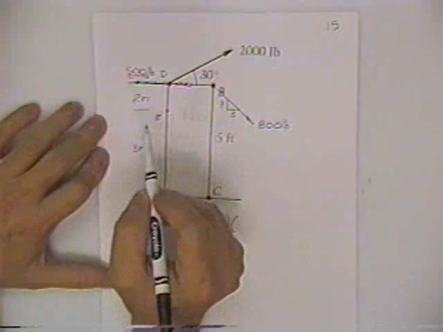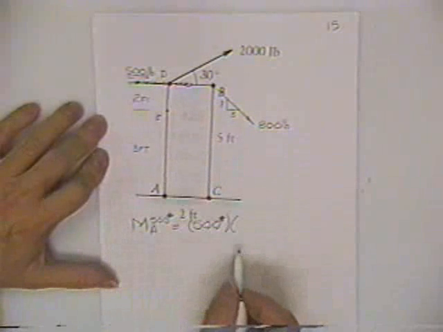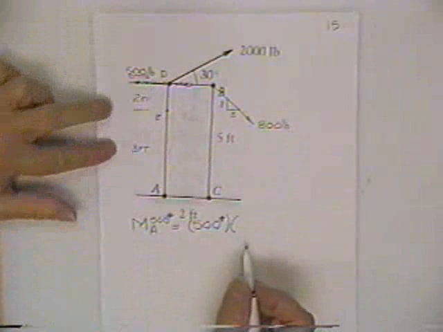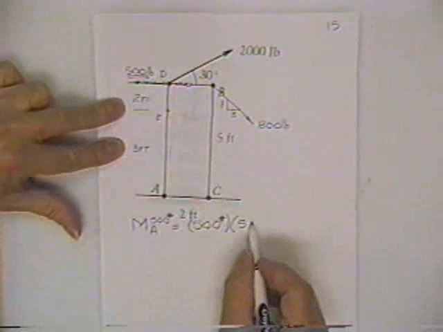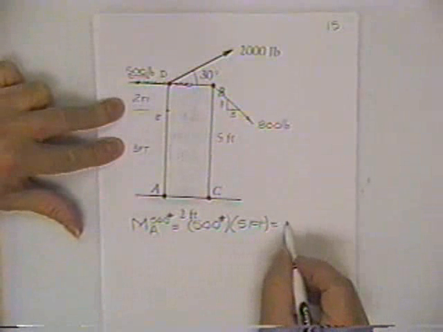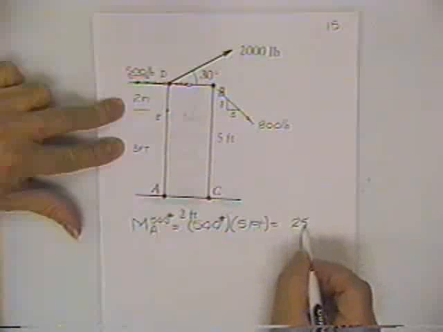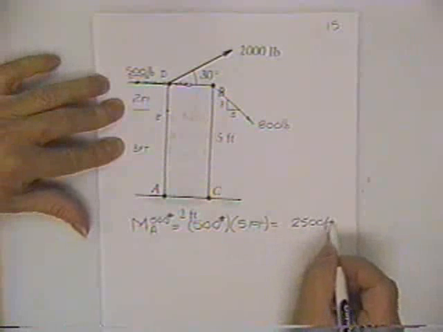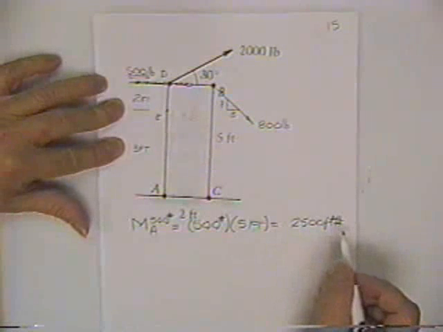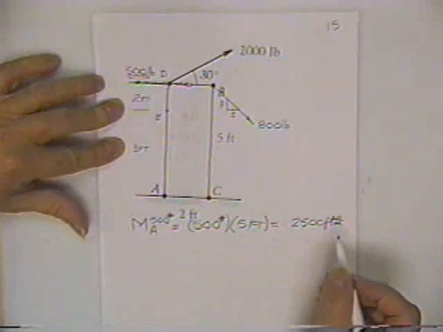How far is it from point A? Well, it's obviously 5 feet from A, for a total of 2,500 foot-pounds of moment, tendency to roll.